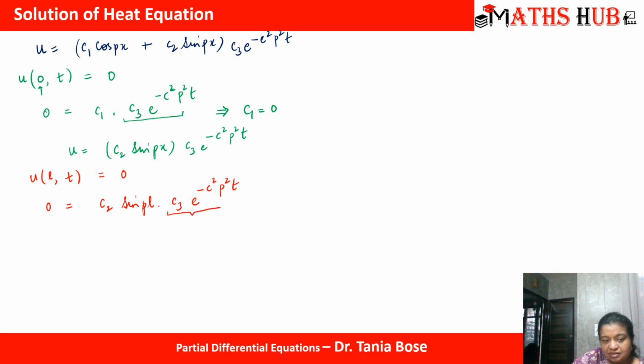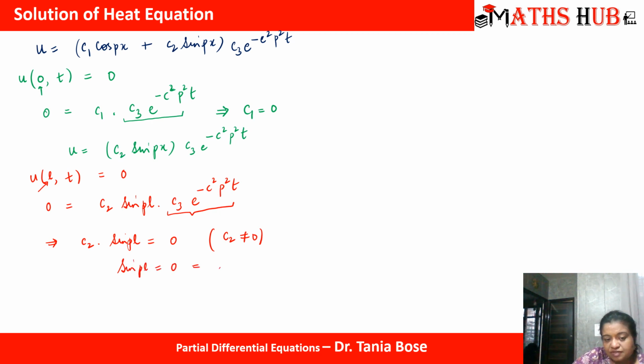Now, again this part is unaffected because we are putting the condition on the parameter x, right? So that implies that C2 into sin PL is equal to 0. But can C2 become 0? If C2 is 0, already C1 is 0, so the entire expression will become 0, right? So C2 cannot be 0, and we will get sin PL is equal to 0.